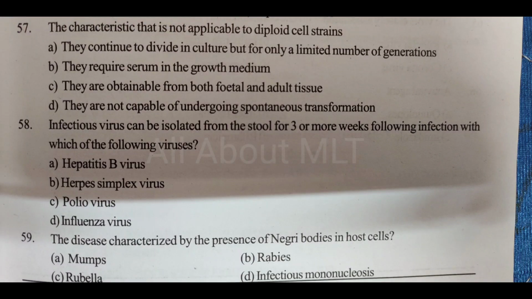Infectious virus can be isolated from the stool for 3 or more weeks following infection with which of the following virus? Option A hepatitis B virus, option B herpes simplex virus, option C poliovirus, option D influenza virus. Answer is option C poliovirus. The disease characterized by the presence of Negri bodies in host cells. Option A mumps, option B rabies, option C rubella, option D infectious mononucleosis. Answer is option B rabies.